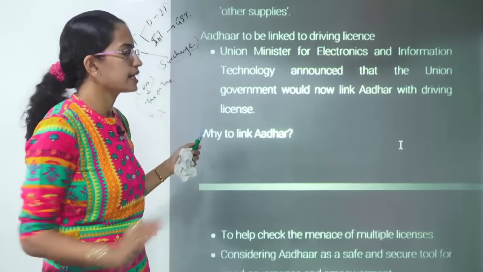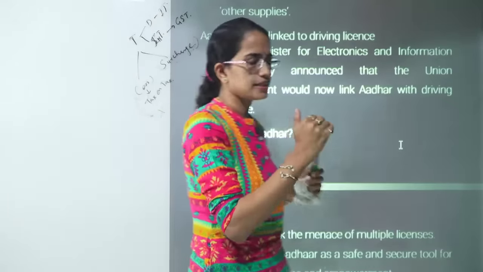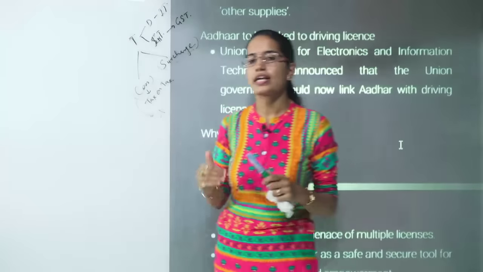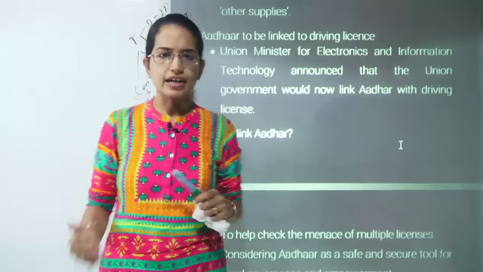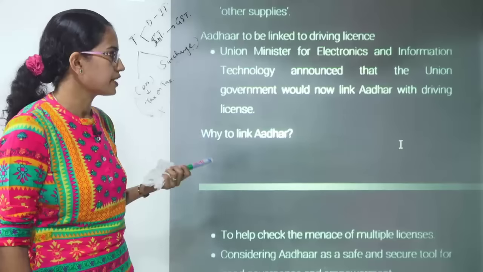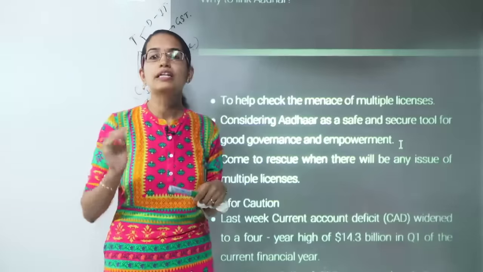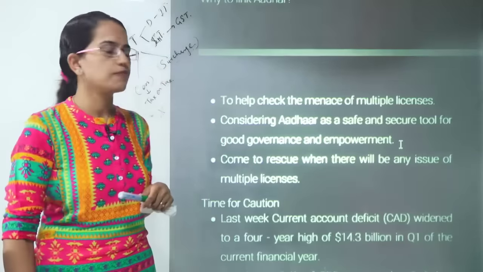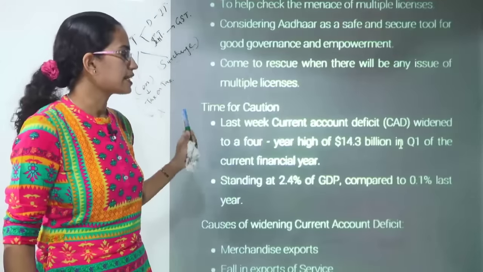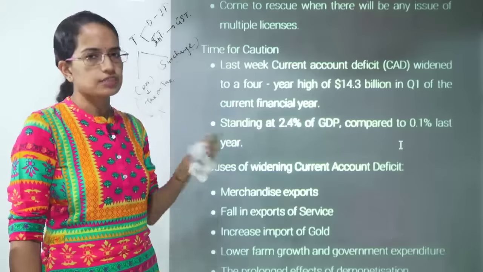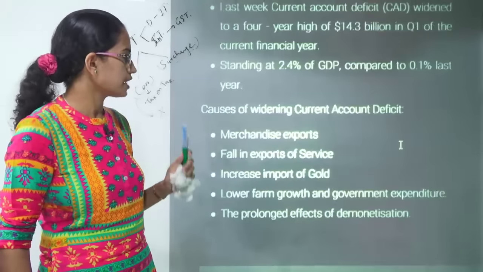The next is linking of Aadhaar to driving license. So far we have talked about linking Aadhaar to bank accounts, and now we are moving on to driving licenses. The idea is it would remove the menace of multiple licenses being issued in the name of the same person. So to check that, the idea being proposed is to link Aadhaar to the driving license numbers.